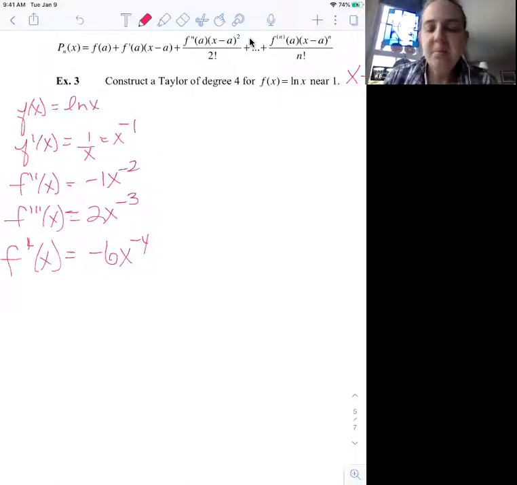Where are we evaluating them? We're evaluating them at x equals 1. So the natural log of 1 is 0. 1 to the -1 is 1. -1 times 1 to the -2, well, that's really -1 times 1 over 1, so this is -1. If I put 1 in for x in the third derivative, this is a 2. If I put 1 in for x in the fourth derivative, this is a -6. So while those negative exponents look a little crazy, because we're evaluating at 1, this actually works out very, very nicely.